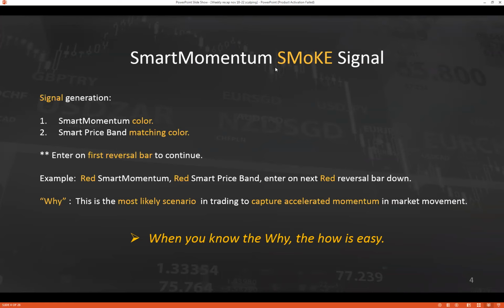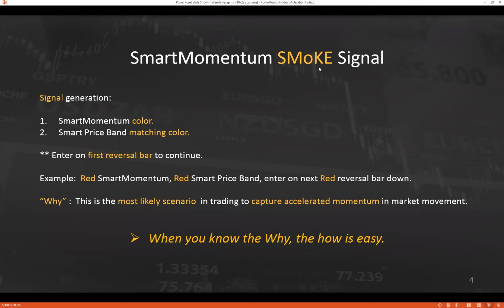Anyway, Smart Momentum Smoke Signal, we'll cover what that stands for. We have names for all of our signals because it's easier to say, team, here comes a smoke signal, than it is to say, okay, team, here comes, if we get a reversal bar down here, we've got a red smart price band and a red smart momentum, and there it was, and there it goes. And yeah, it's 3 points gone by the time we get it out of our mouth. And the signal was spectacular, and we don't take advantage of it. So we name our signals.